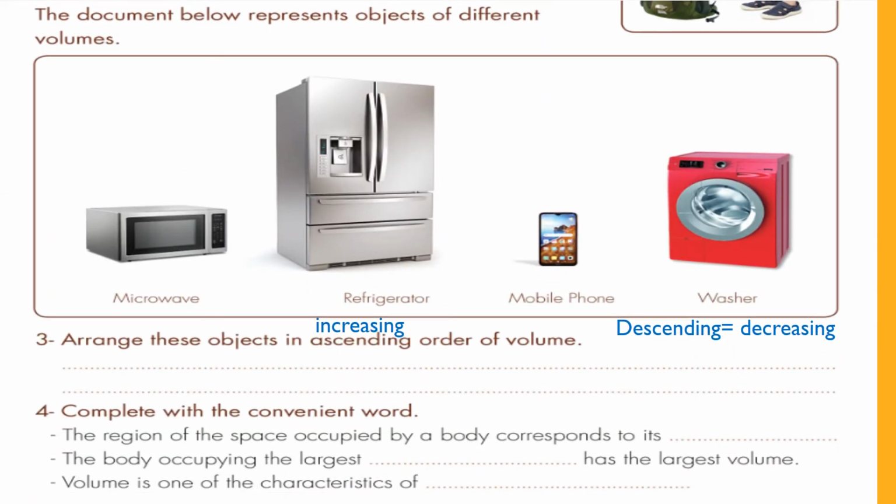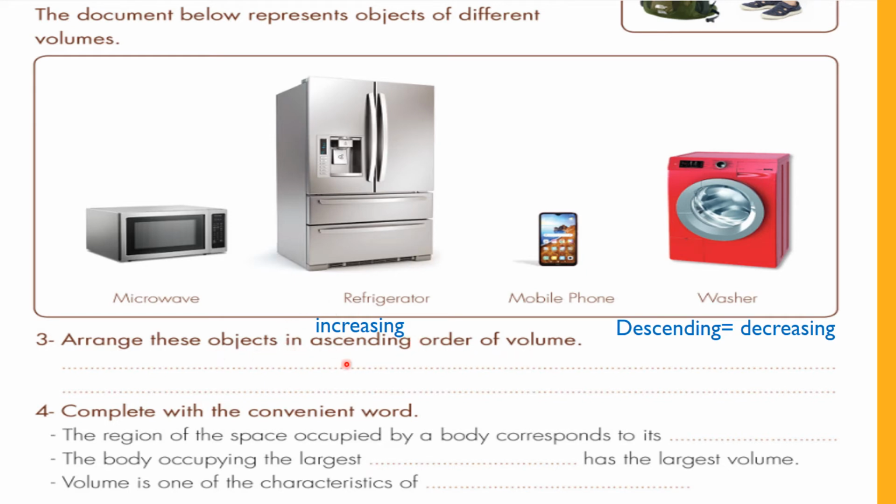The document below represents objects of different volumes. We can see a microwave, a refrigerator, mobile phone, and washer. Each object has its own volume. It takes up a certain region of space. We have to arrange these objects in ascending order of volume.